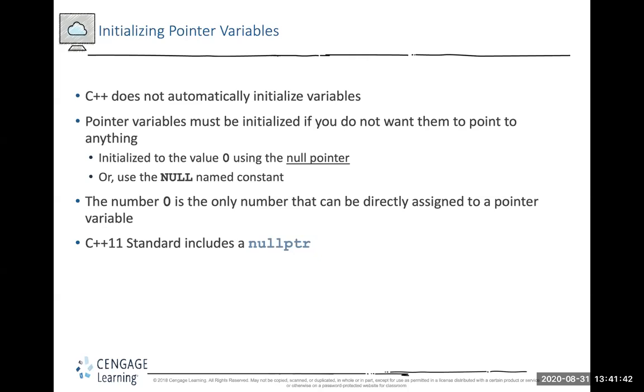Now, pointer variables have to be initialized. Typically, C++ does not automatically initialize variables. You declare a variable and it stays uninitialized until you initialize it. And the pointer variables must be initialized because you cannot access a pointer that points to nothing, well, actually points to anything. If you just declare a pointer, it could be pointing to just a random memory location.